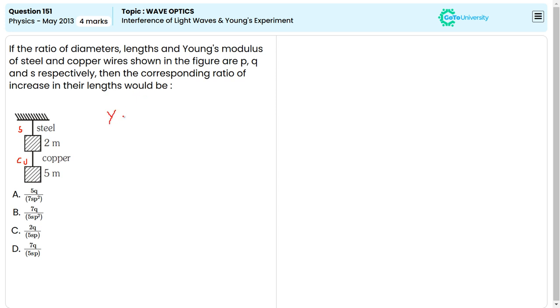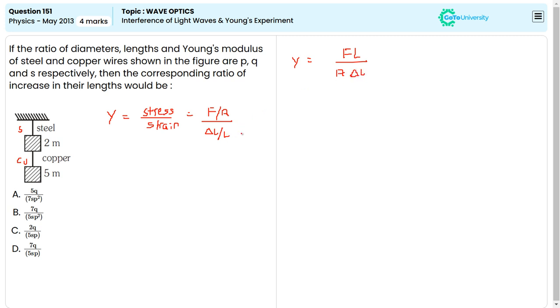We know that Young's modulus, that is Y, is equal to stress divided by strain. We know that stress is equal to force upon area and the strain is equal to change in length divided by original length. These are the notations. Then we can find Y is equal to F into L divided by A into delta L.